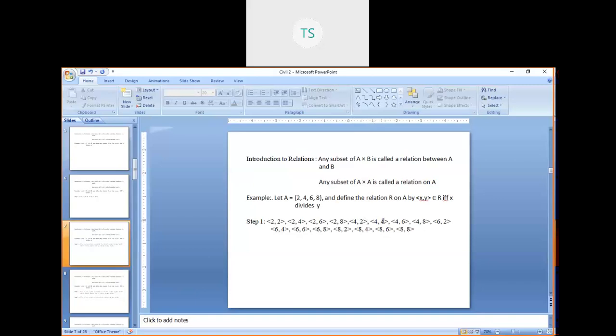Next, 4, 4. 4 is divisible by 4, so I will include 4, 4. Now the next one, 4 comma 6. Can I include this one? No. Because again I will get a decimal number, in fraction form. Then 4, 8. Can I include this one?